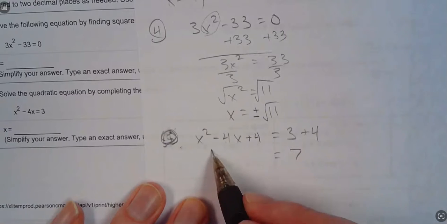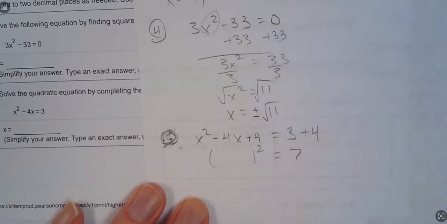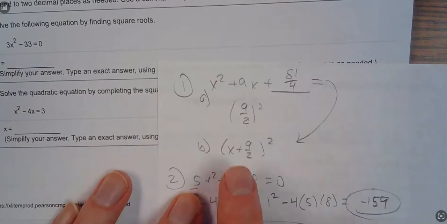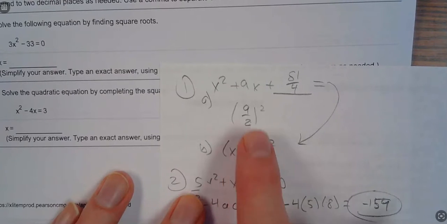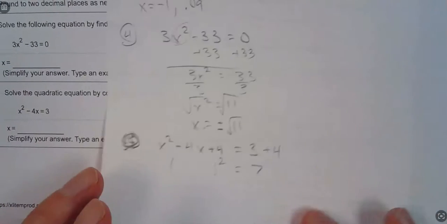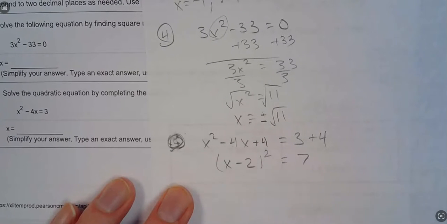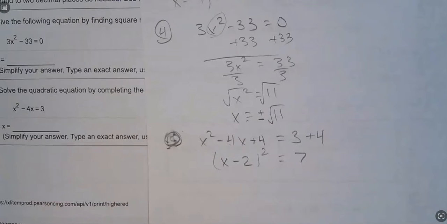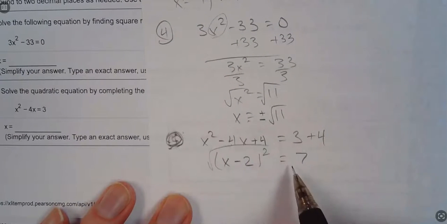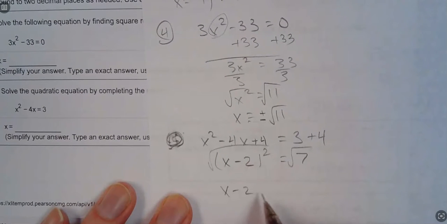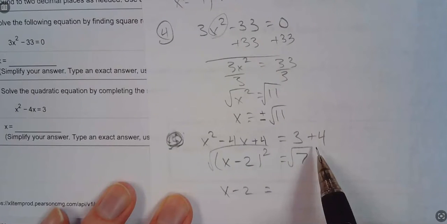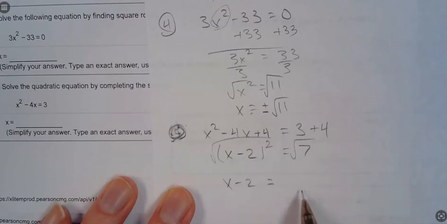On the left side, what binomial squared equals that trinomial? Well, that's the same thing we did up here too. Part B, it says what binomial squared equals that? That's what they want here too. So half of negative 4 is negative 2. The x minus 2 squared equals 7. Now square root. And when I write this down, I always leave a gap. I leave a little space here and put plus or minus radical 7.